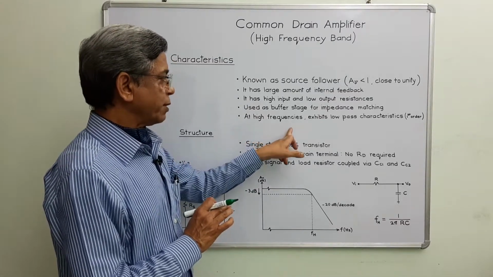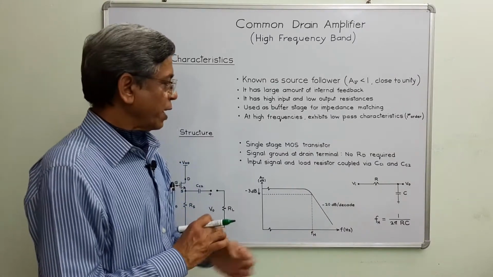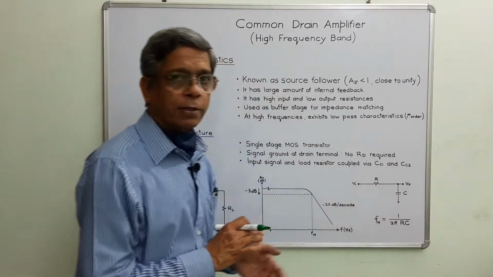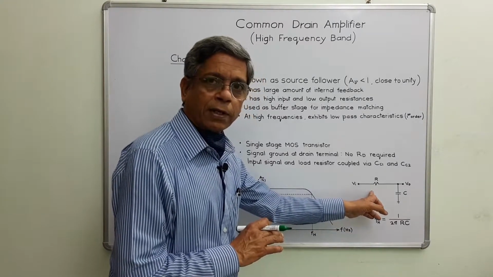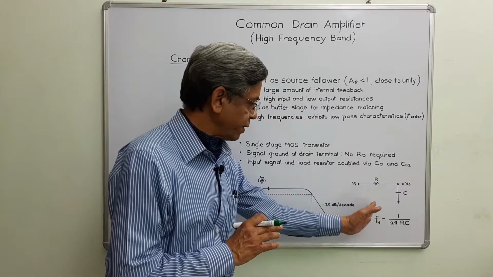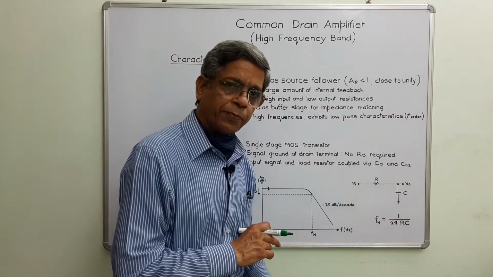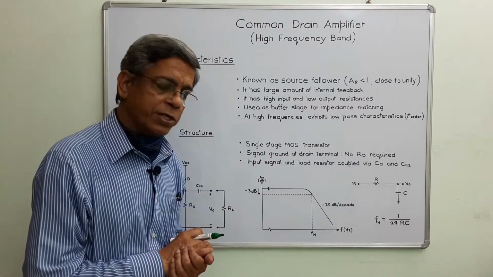At high frequencies, it exhibits low pass characteristics of first order, and this is an example of a first order low pass network. For this network, we can write the expression for the upper 3 dB frequency. This is very simple. FH is 1 by 2 pi RC. And this is the frequency response of the common drain amplifier at high frequency range.